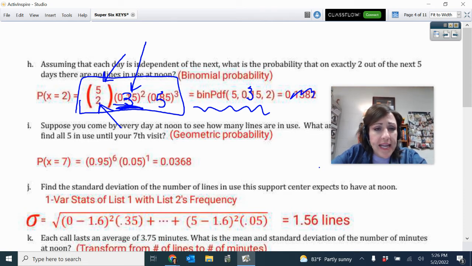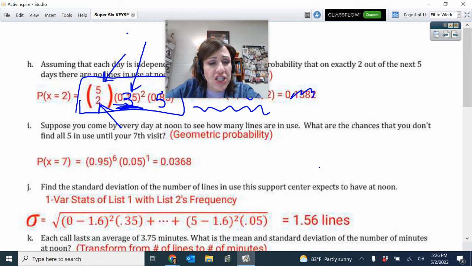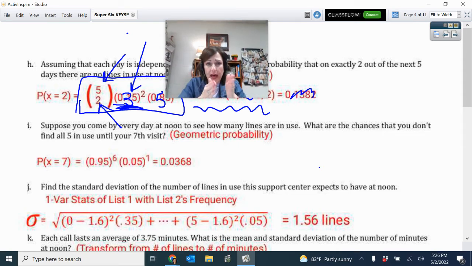Okay. Now, next, this one was that all 5 are in use. What are the chances that you don't find all 5 of them in use? So, not all 5, not all 5, not all 5 until the 7th visit. So, that whole first 6 days are not in use, and that 7th one you have all 5 in use. So here is all first 6 of them are not in use, and then this one was.